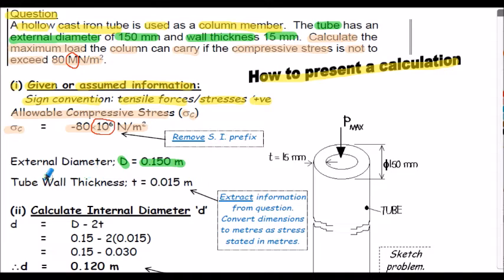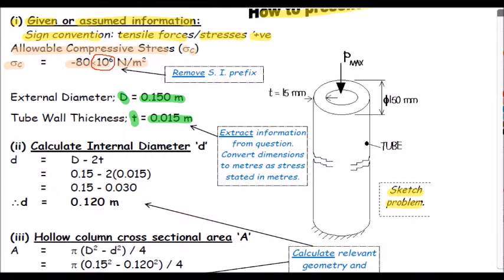The tube wall thickness is also stated in the question above. I've denoted that as lowercase t, and again, I'm converting the 15 millimeters given in the question to meters. That's 0.015 meters. So I extracted the information from the question and I converted dimensions to meters as the stress is stated in meters. Notice on the right hand side here, I've sketched the problem, and I would encourage you to always endeavour to sketch a problem from the information given.